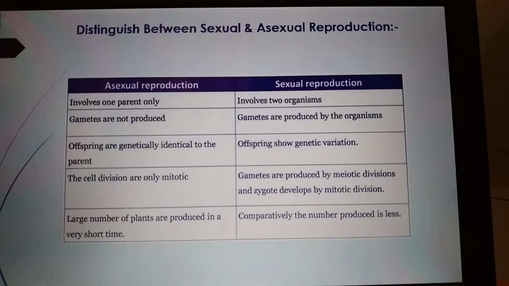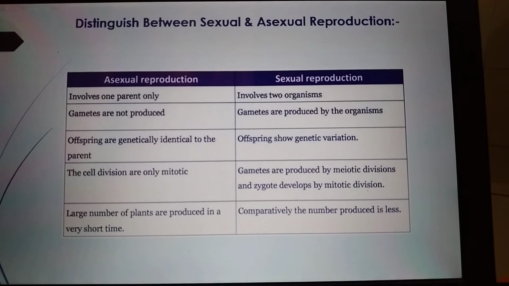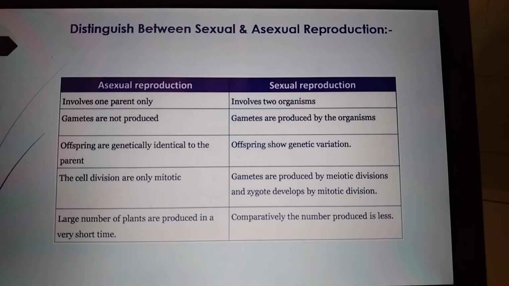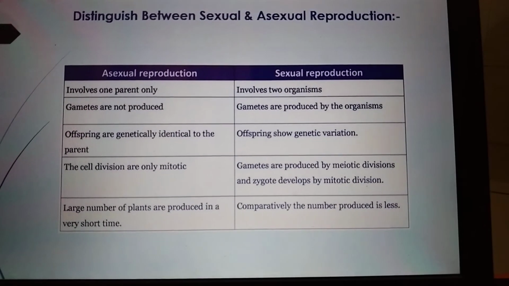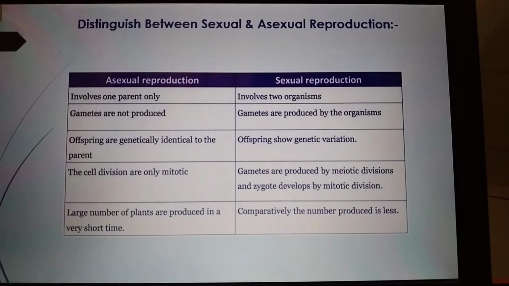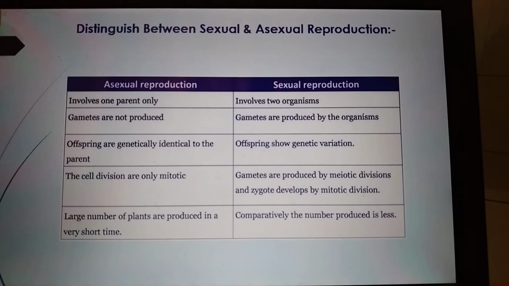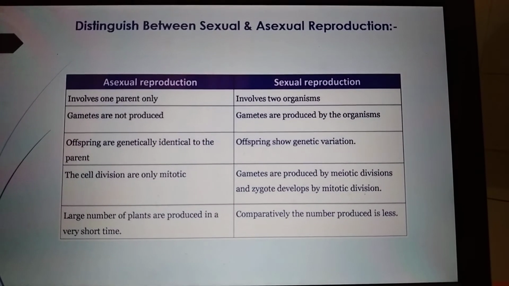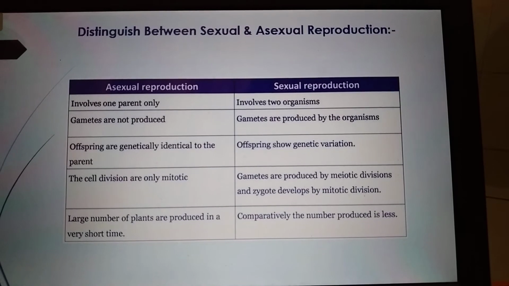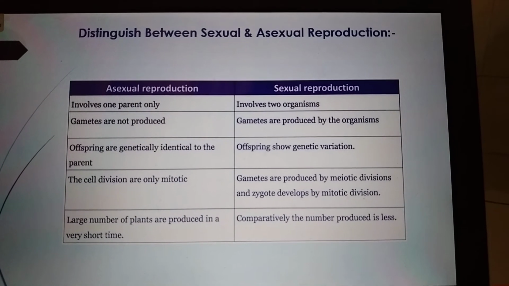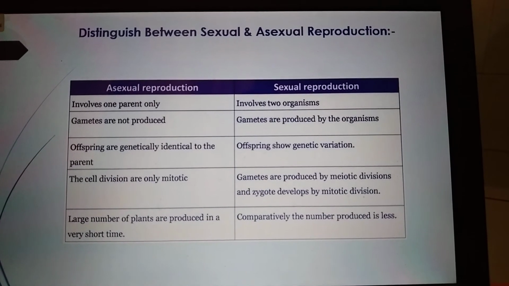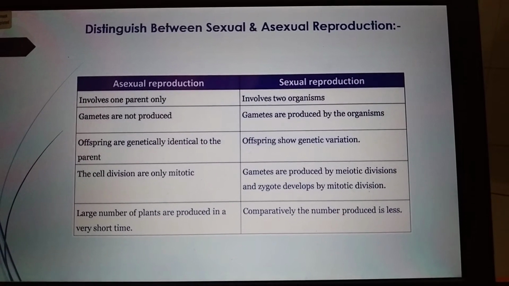Then distinguish between sexual and asexual reproduction. What do you mean by asexual and what do you mean by sexual? Asexual involves only one parent, while sexual reproduction involves 2 organisms. In asexual, gametes are not produced, while in sexual, gametes are produced by the organism. In asexual, offspring are genetically identical to the parent, and in sexual, offspring show genetic variation.